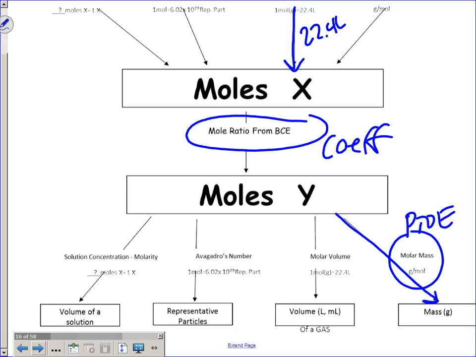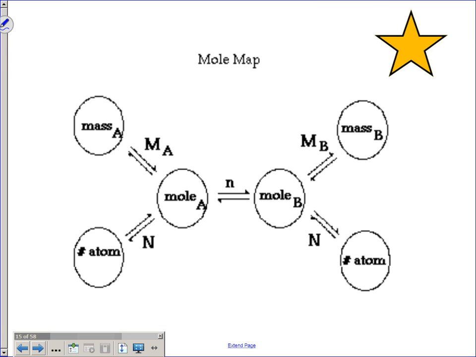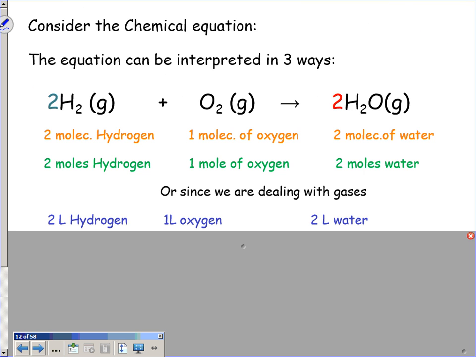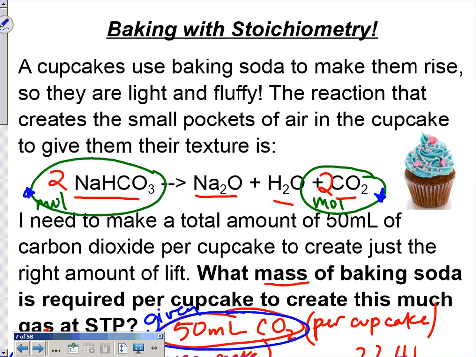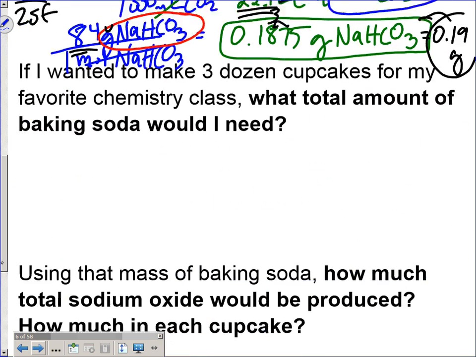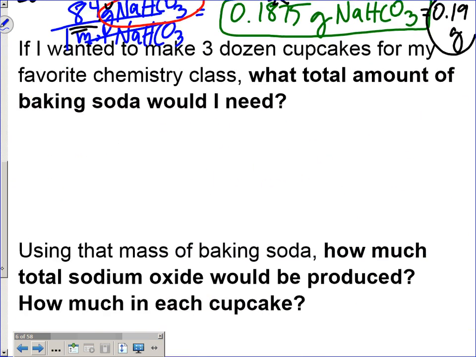So I'm going to pause for a moment, and you guys tell me from this next step, talk in your groups how you would address that one. From this next one, if I want to make 3 dozen cupcakes for my favorite chemistry class, what total amount of baking soda would I need?